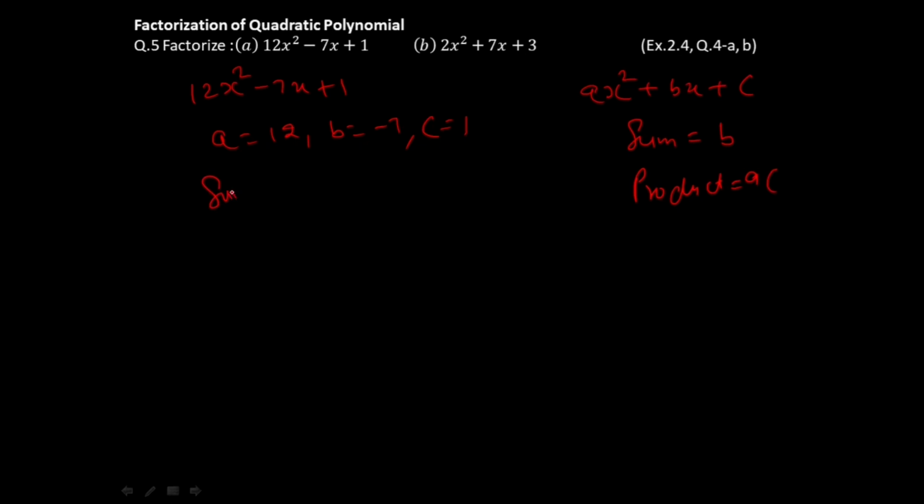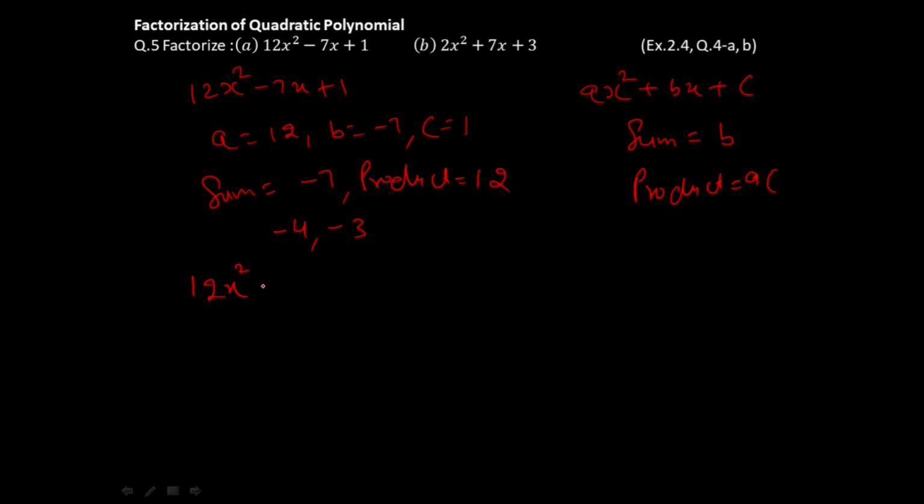So in this case, the sum is nothing but b. B is what here? Minus 7. And what should be the product? That should be a times c. 12 times 1 is nothing but 12 only. After that, I am to think of two such numbers whose sum should be minus 7 and product should be 12. So the two numbers are minus 4 and minus 3. Product of these two is positive 12 and sum of these two is negative 7.